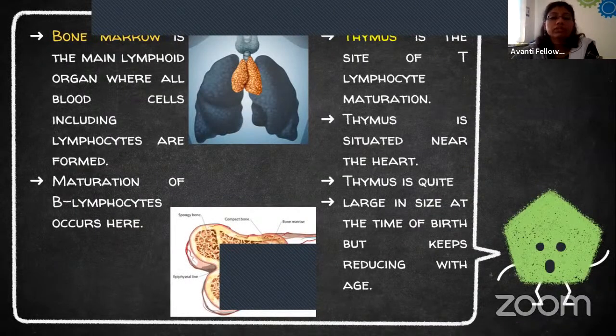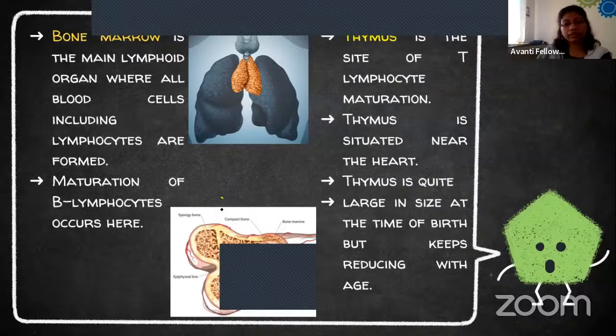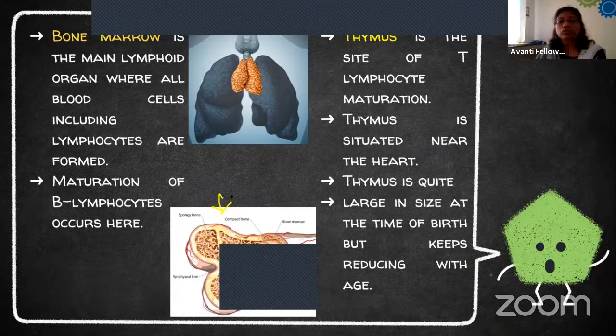Now, have a look at bone marrow. You can see the picture given. This is our bone marrow. Everyone has heard that it is present in the longest bone of our body. Bone marrow is found in the longest bone of our body.